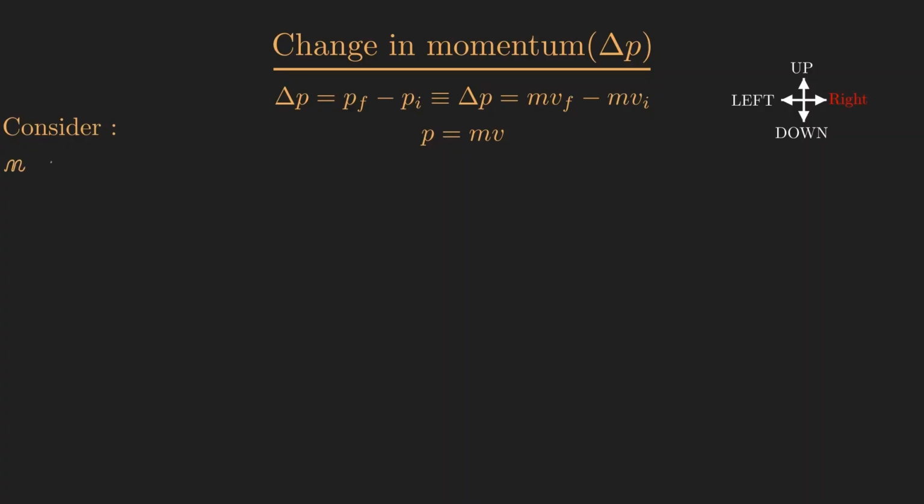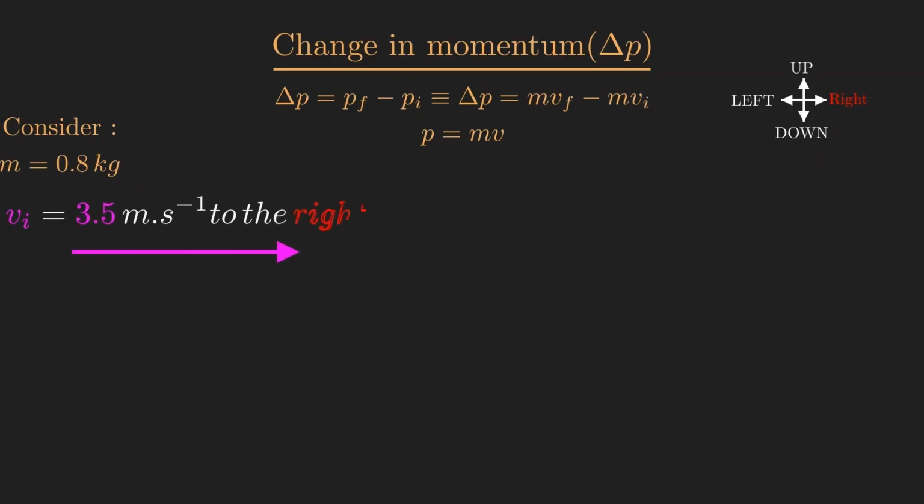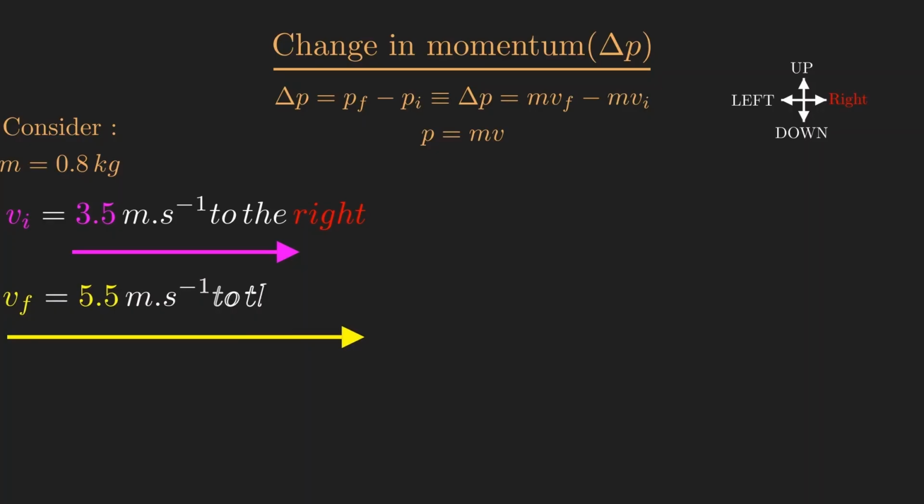Let's consider that we have a mass equal to 800 grams. We can convert that to kilograms: 800 over 1000, which gives us 0.8 kilograms. Assume that this mass has an initial velocity of 3.5 meters per second to the right, and then let's say it gains some velocity so that it has a final velocity of 5.5 meters per second to the right. Now let's look at what our initial momentum is.